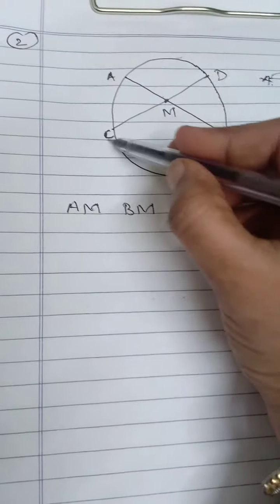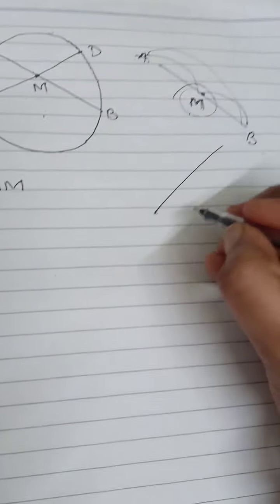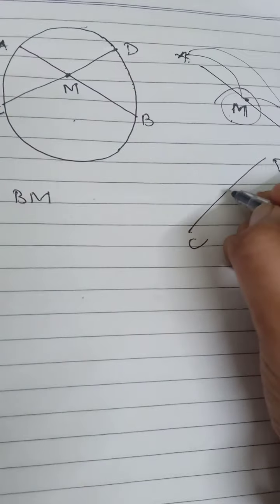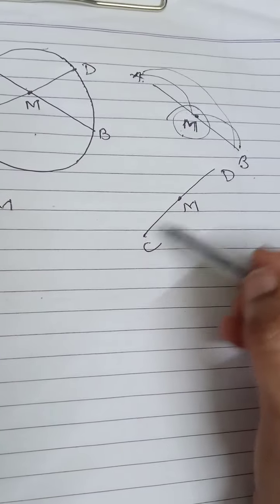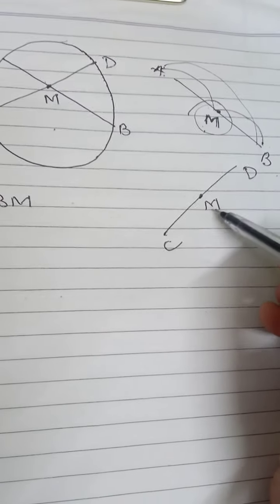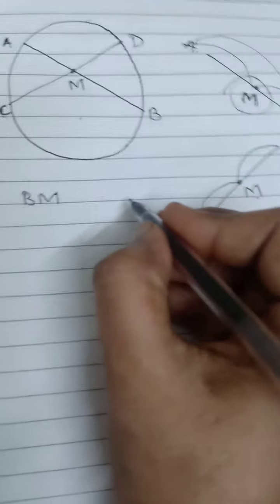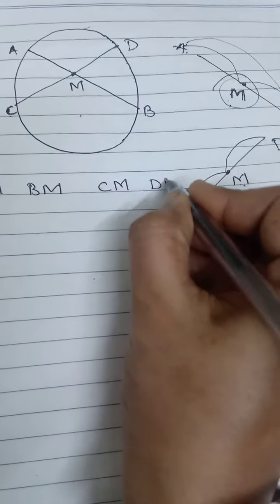Same way we will go for the next chord, that is CD. Sorry, it is not CM, it is CD. Somewhere here is point M. So again we will take on this chord two segments which include the point of intersection. So obviously the two segments are CM and DM. So here we will take CM and DM.